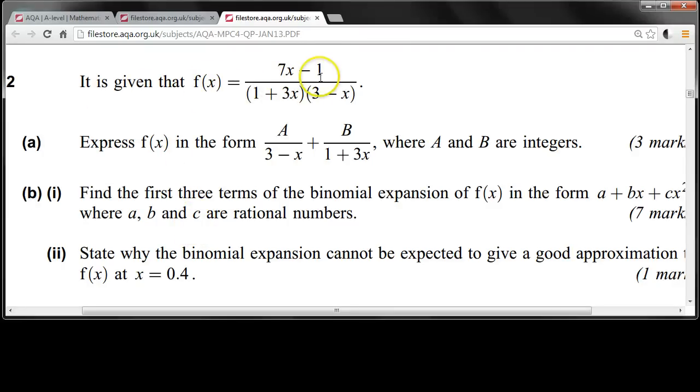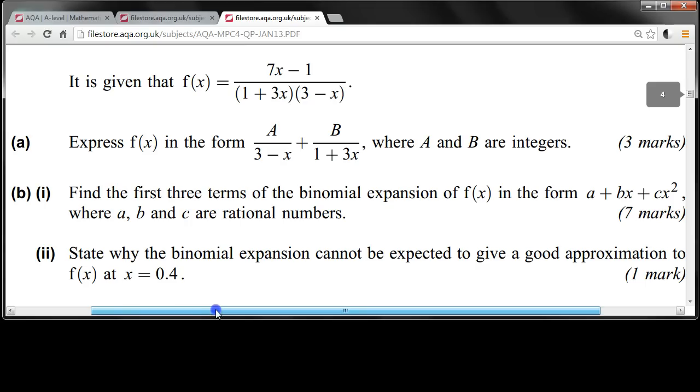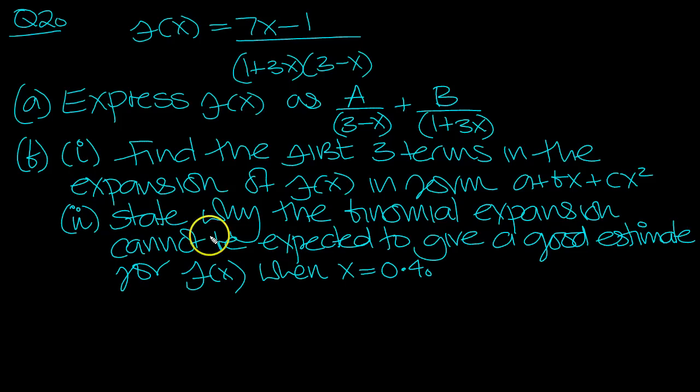It is given that f of x is equal to this. Express f of x in the form a over 3 minus x plus b over 1 plus 3x, where a and b are integers. Find the first three terms of the binomial expansion of f of x in this form, where a, b and c are rational numbers. State why the binomial expansion cannot be expected to give a good approximation to f of x at x equals 0.4. So I've got the question paraphrased here.